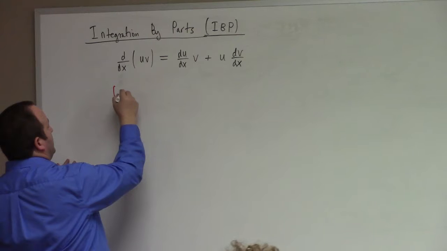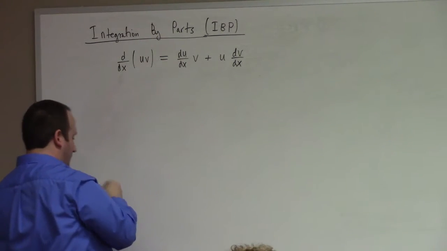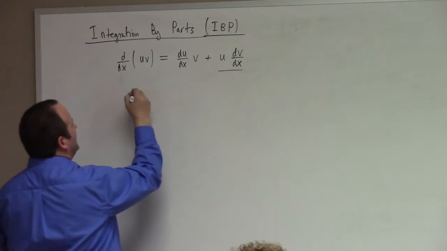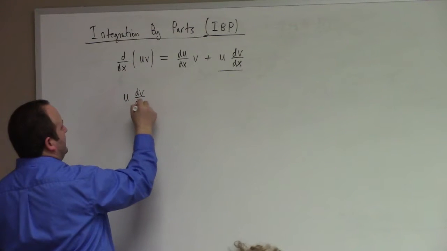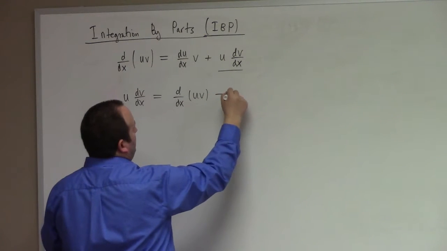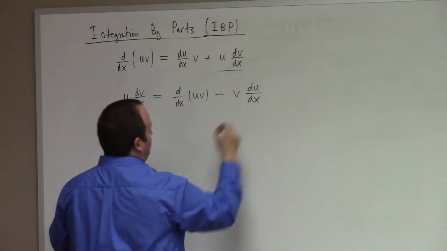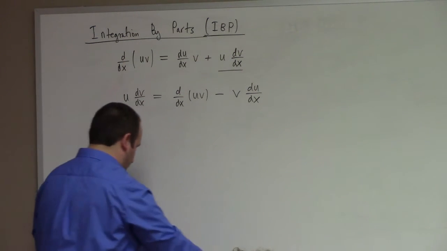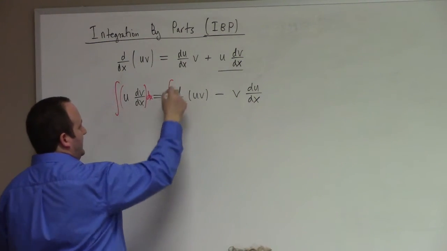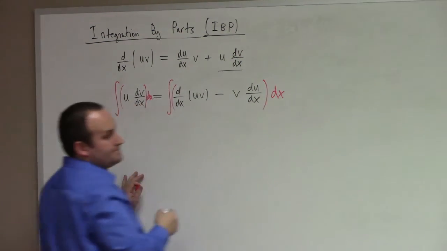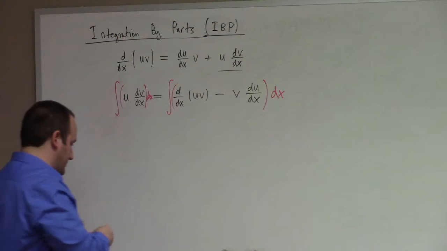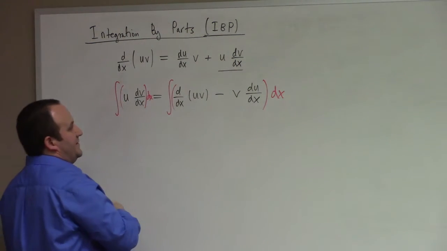I'm sorry, one more step. I'm going to solve for this term: u times dv/dx is equal to d/dx of uv minus v times du/dx. I just wrote the derivative second. Then I integrate this with respect to x, and I integrate this with respect to x. What do I get? Well, this already is basically the integration by parts formula.